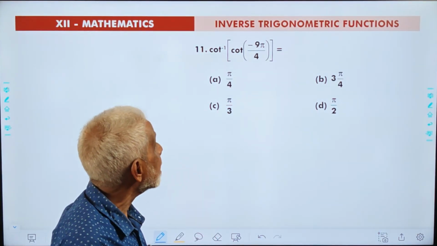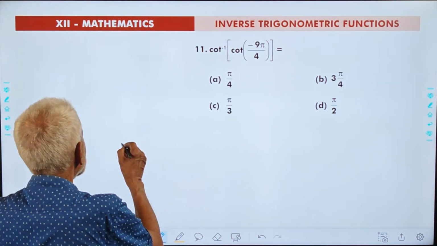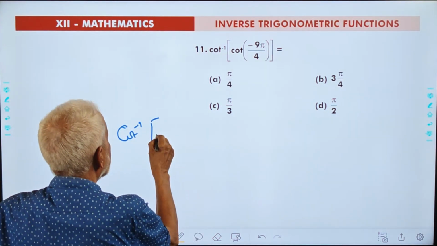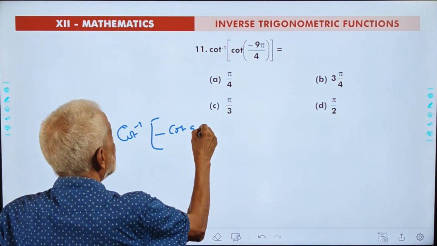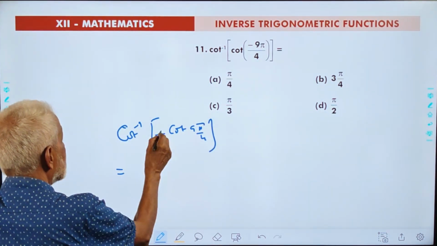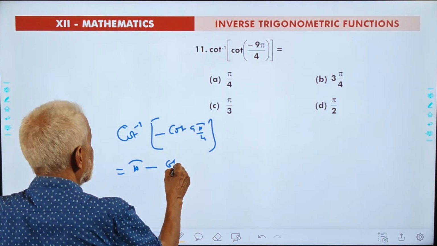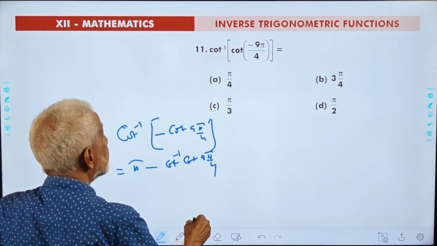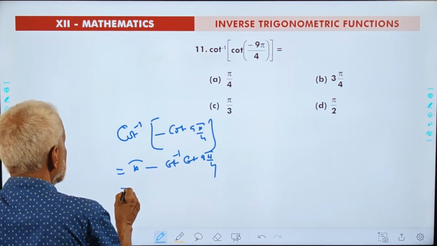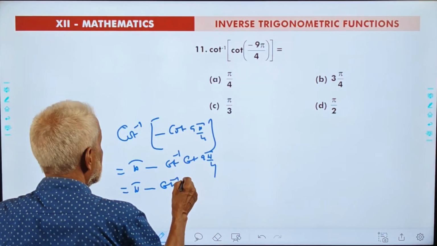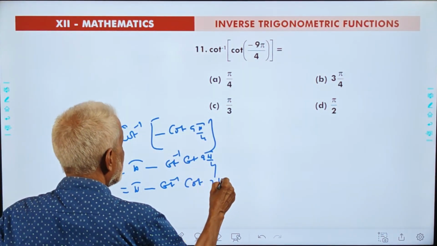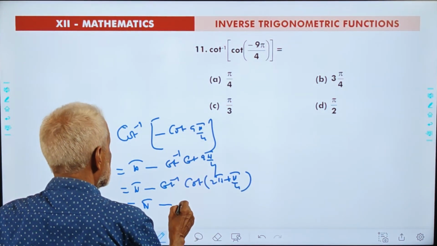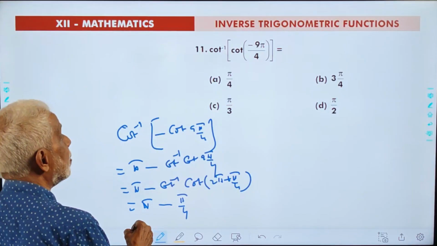Cot inverse cot minus 9 pi by 4. Cot inverse cot minus theta, minus cot inverse cot 9 pi by 4. And cot inverse minus x is equal to pi minus cot inverse x. So, cot inverse cot 9 pi by 4 becomes pi minus cot inverse cot 2 pi plus pi by 4. That is pi minus pi by 4, which gives 3 pi by 4.